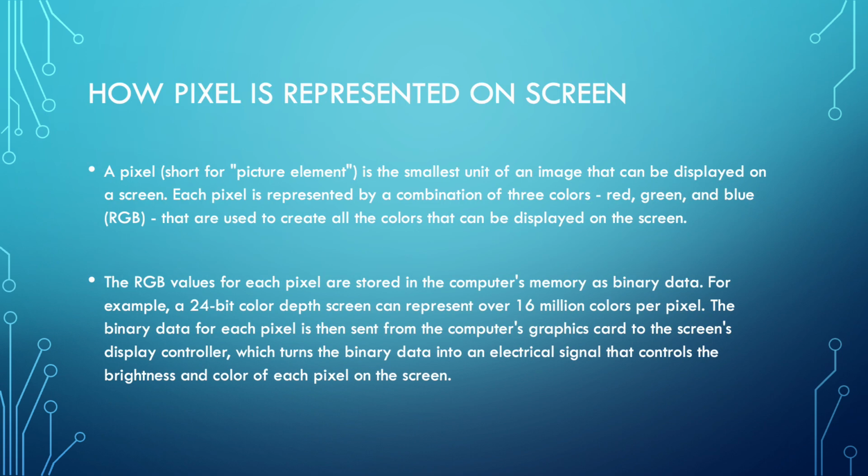Now, how is a pixel represented on screen? We will have a look at this. A pixel is the smallest unit of an image that can be displayed on a screen. The RGB value of each pixel is stored in the computer memory as binary data. For example, a 24-bit color depth screen can represent over 16 million colors per pixel.